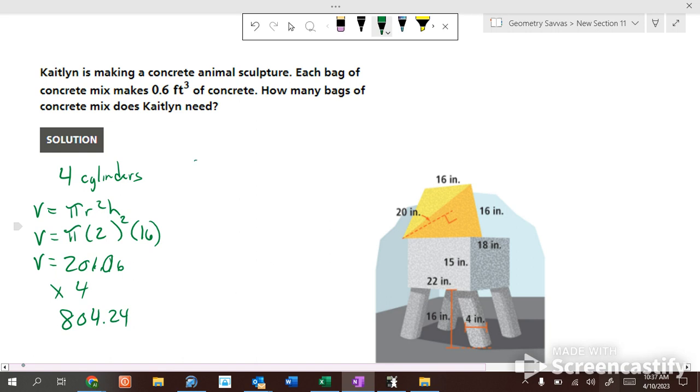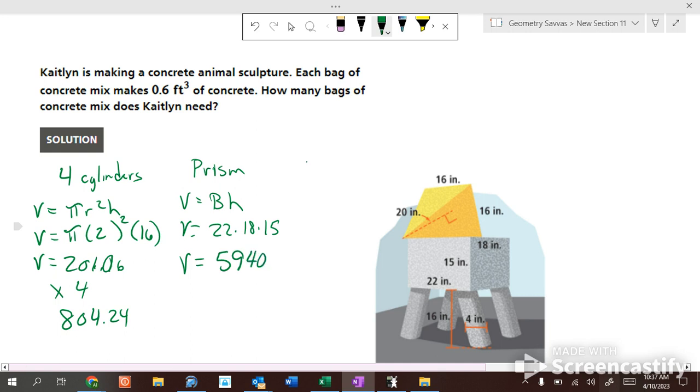Okay, now the body is a prism. So it's 22 by 15 by 18. Area of the base times the height, which is 22 times 18 times 15. What's the volume of that body? 5,940.